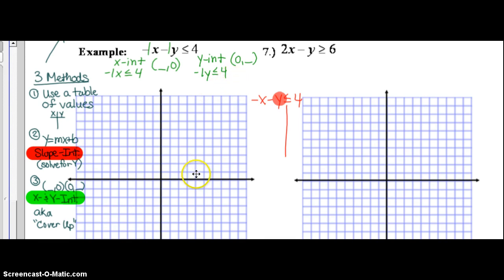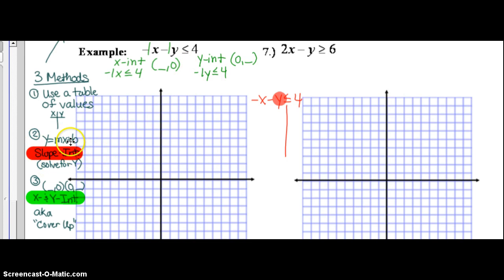I then plot my 2 points. The x-intercept will go on the x-axis, which goes right to left. Since it's a negative 4, I go left 4 places. Since the y-intercept is also negative 4, and the y-axis goes up and down, I'd go down 4 places. Then I have to determine if I have a solid line or a dashed line. Since I have a less than or equal to, the equal to tells me it's a solid line.